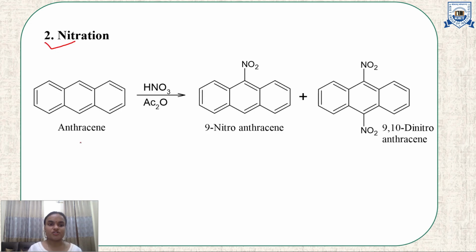Next is nitration. In this, anthracene is reacted with nitric acid in the presence of acetic anhydride. One product formed is 9-nitroanthracene, because the nitro group is attached at the 9th position, and the second one is 9,10-dinitroanthracene. The nitro group is attached at both the 9th and 10th positions. So two products will form in the case of nitration.